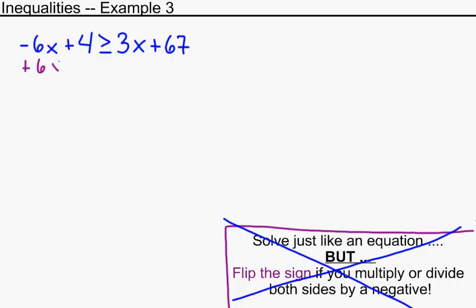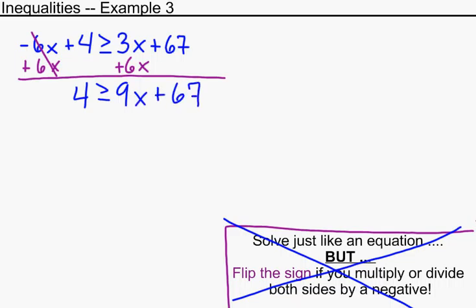If I add 6x, I'm going to get a positive 9x. If I had chosen to subtract 3x, it would have given me a negative 9x on the left. I want positive coefficients on my variables. So I eliminate the x's from the left-hand side. I'm left with a 4 greater than or equal to 9x plus 67. So I planned ahead. I made sure that the coefficient on x, the number with x, was positive. So now I don't have to worry about flipping the sign as I do the rest of my problem.